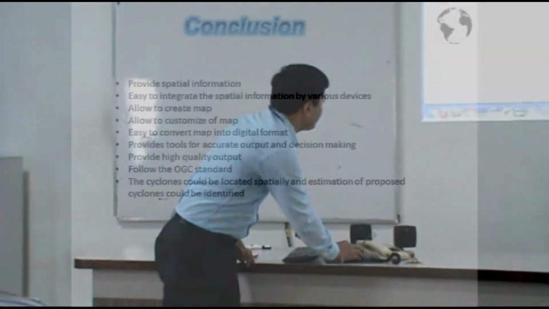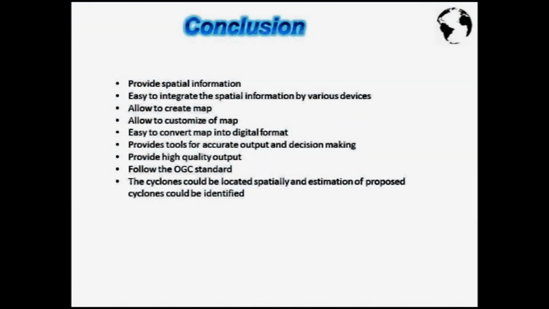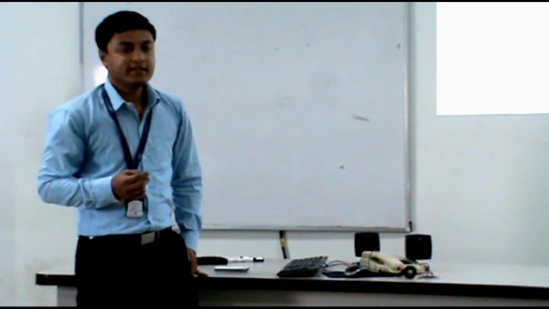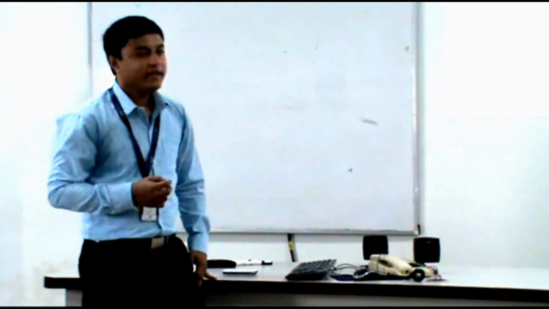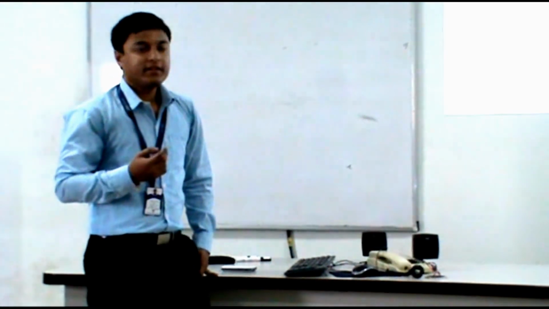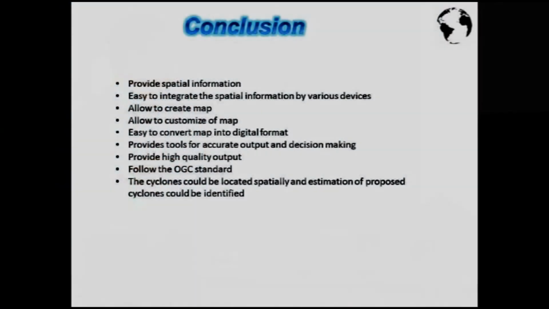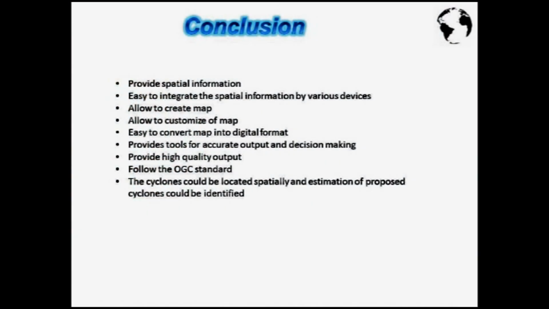The conclusion is that GIS provides spatial information, and that spatial information is easily integrated by the GIS system. We can create new maps that are stored in the database. Then we can customize the map. If there are changes in the surface, then we can change the map type. It provides a tool for accurate output and decision making.